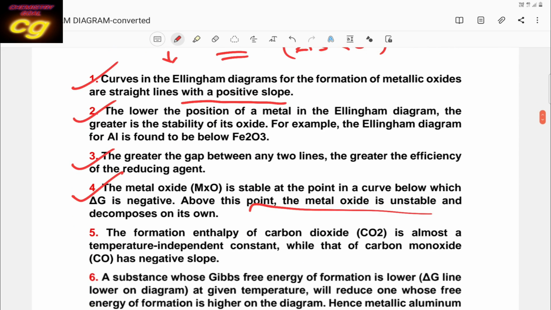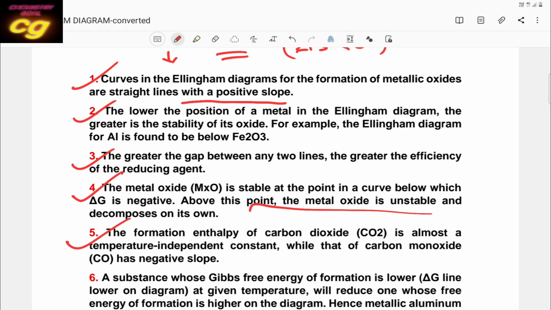So this is explained in this point, that carbon monoxide has a negative slope, but carbon dioxide has a zero slope. That is already explained, because the carbon monoxide equation has two molecules on the right side, but in the carbon dioxide equation, both sides have one molecule.